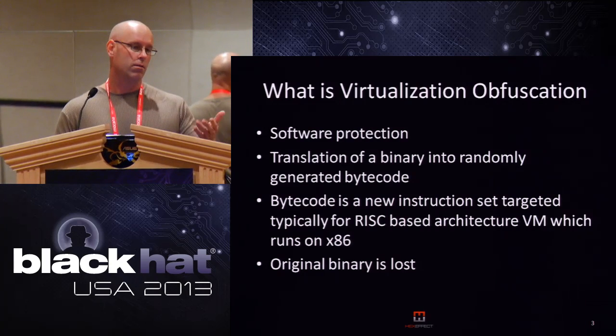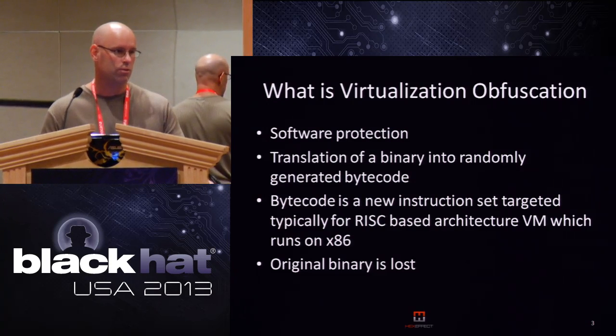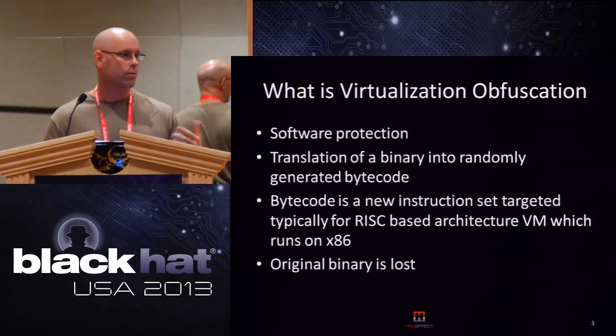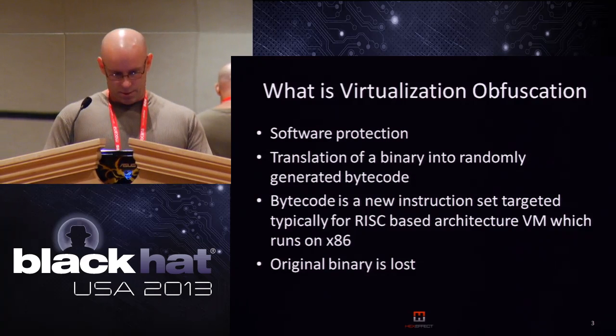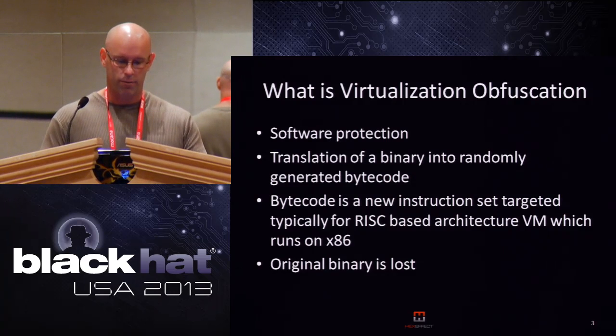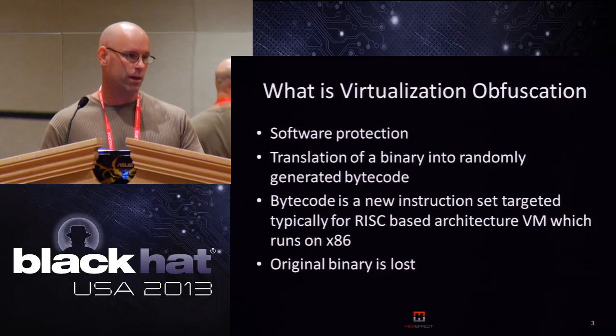And then with the current technologies out there, they'll actually randomize it. So each time there's a protection, it's a different virtual machine. So the opcode or the bytecode that's generated from the original code is going to change each time. A lot of times they'll even pick a RISC type architecture.